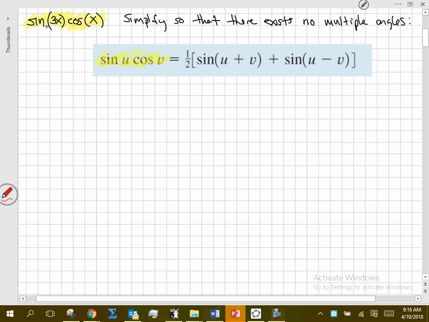And what I mean by that is that 3x is referred to as a multiple angle because it's got a multiplier out in front, right? It's got that 3 out there. So I want to leave everything so that it has a 1x essentially as the argument, okay? And we can do this no matter what those values are.